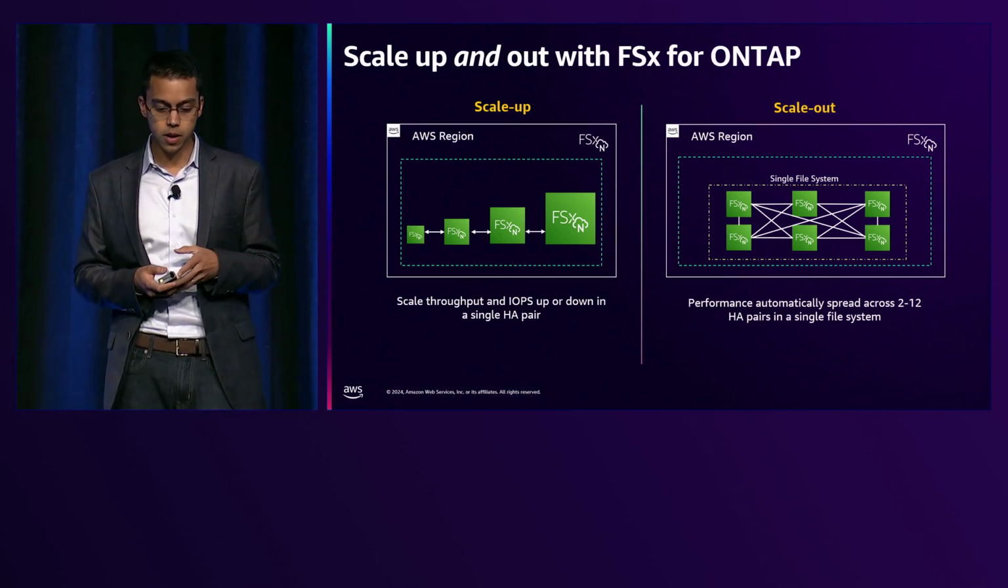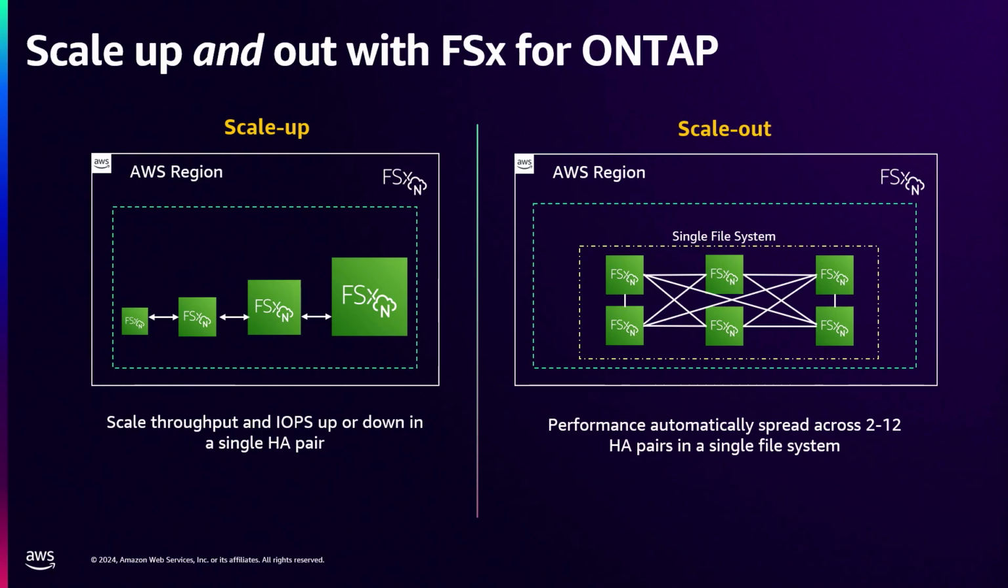So in our scale-up or previous generation deployment, it used a single HA pair. So you could scale up and down the level of throughput capacity or performance resources that determined the speed at which the file system could serve traffic. And you could scale that up and down from a minimum of 128 megabytes per second all the way up to 4 gigabytes per second.